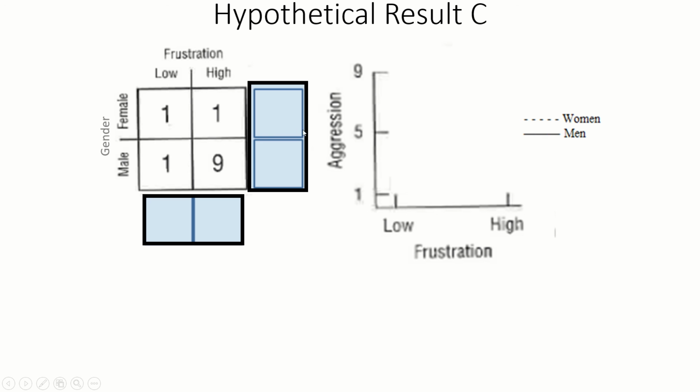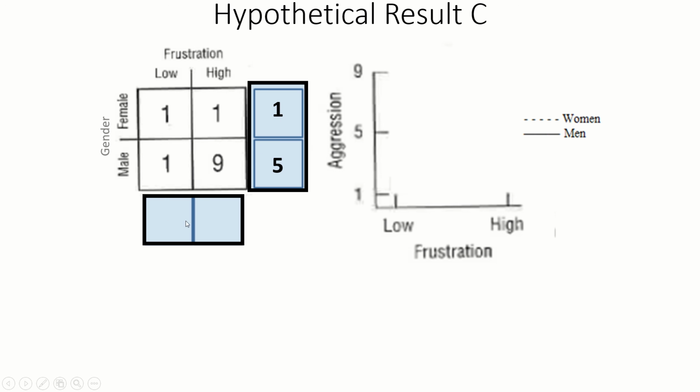And so for women here, collapsing across frustration, averaging across frustration, we have 1 plus 1 divided by 2, which will be 1. And then for men, 1 plus 9 divided by 2 is 5. Right. So here we see that we have a significant main effect of gender. We have a gender difference averaging across the levels of frustration here, in which men are exhibiting greater aggression than women.